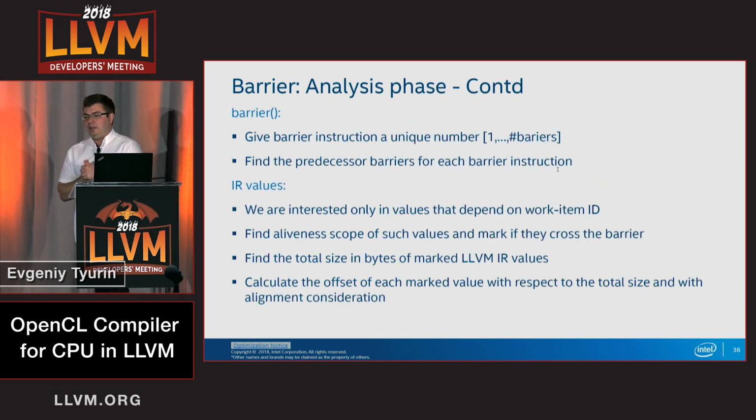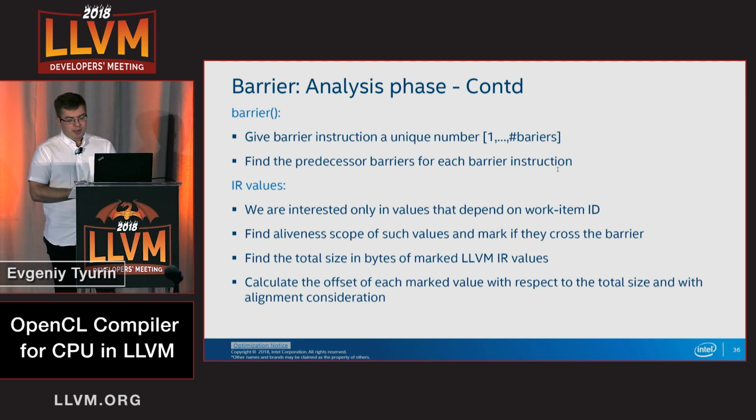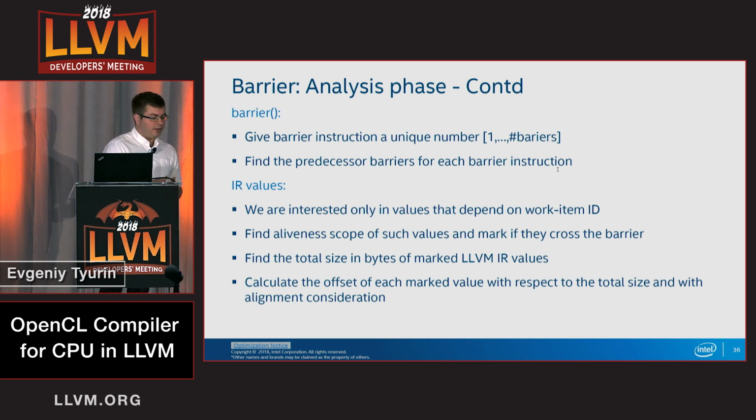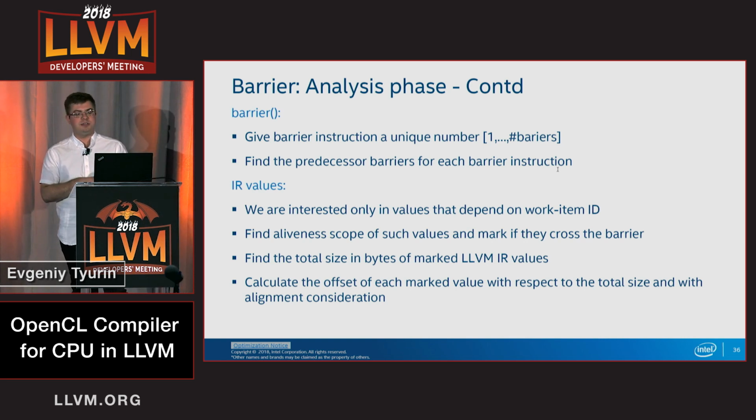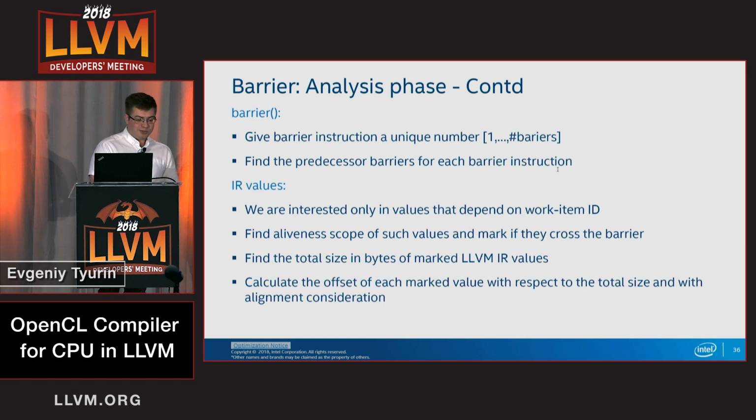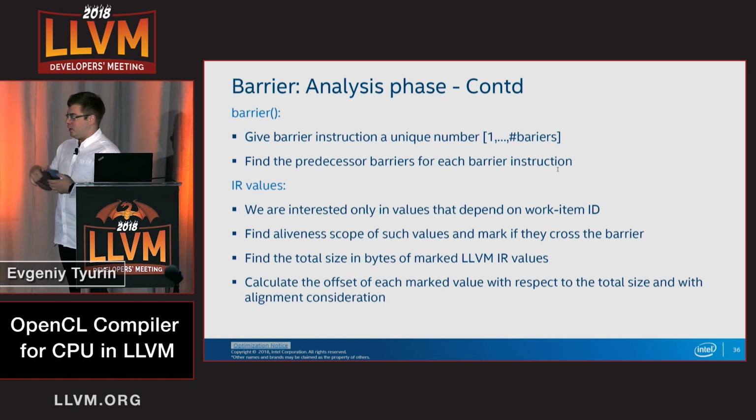So to put it more formally, what we are going to do is give every barrier instruction a unique number. We're going to calculate all the predecessors for each of the barrier instructions. With regard to LLVM IR values, we're going to take a look at those values that depend on the work item ID. We're going to analyze the scope of those values and mark only those values that cross the barrier calls. We're going to calculate the total size of those values and record the appropriate offsets.